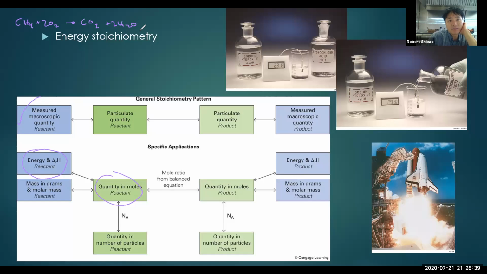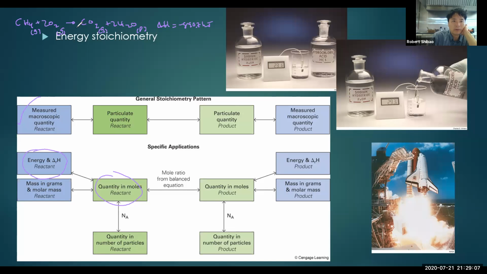Now, the state makes a big difference. We always have to put the state. For example, if this is gaseous, we're going to get a different amount of energy. If this were solid CO2, I'll get a different amount of energy. And so states are very important in energy stoichiometry. But anyway, if I see delta H, this is the standard way it's written. The delta H is going to be minus 890.7 kilojoules here.